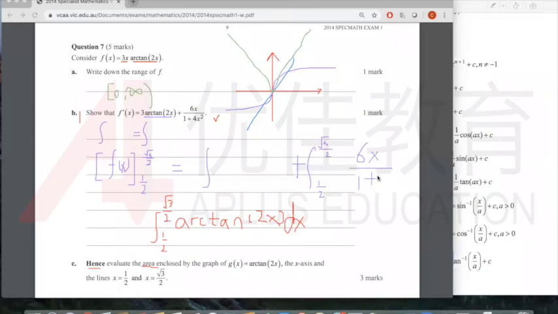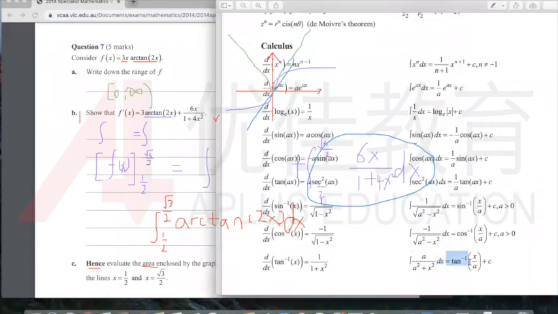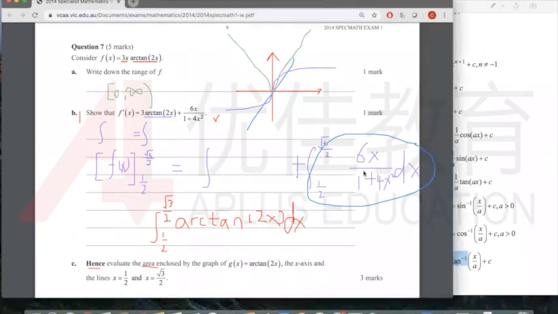Now we need to find this value, which is in the middle here, and we also know what f(x) is evaluated at these two values, and what's left is simply the last part, the antidifferentiation of this one. Be careful here. Please do not take this as arctan, because the formula is a over a squared plus x squared, but here it's 6x over a constant plus something times x squared. You can't use this formula here. We need to use something else.